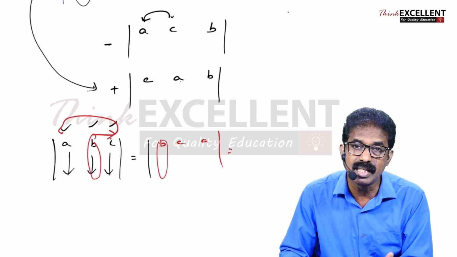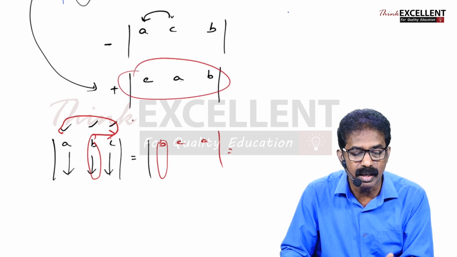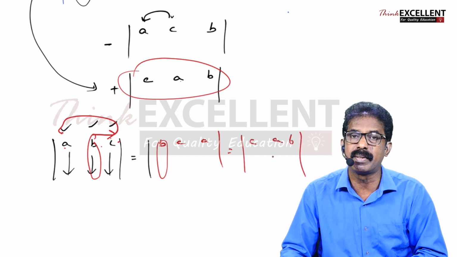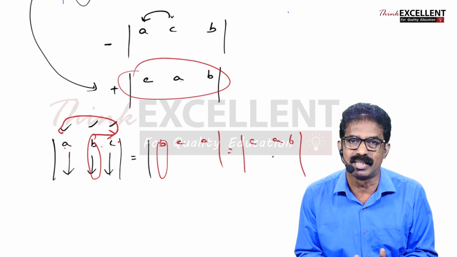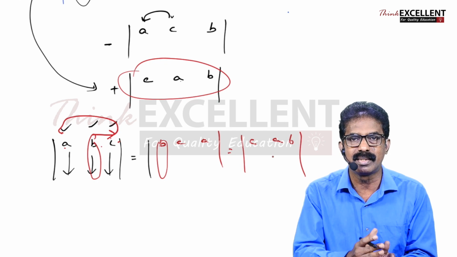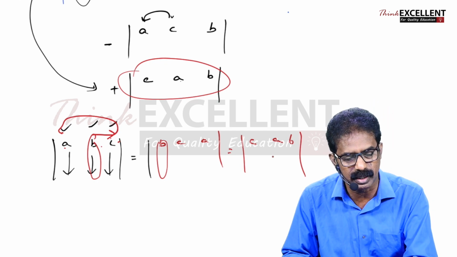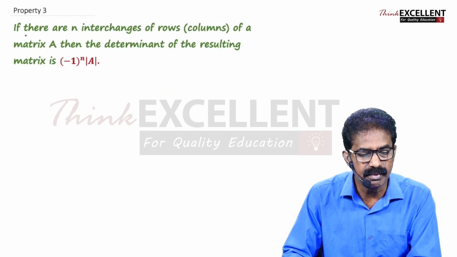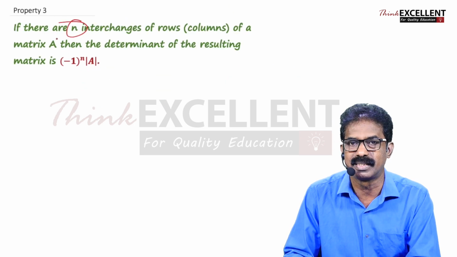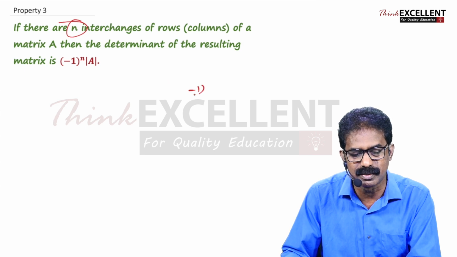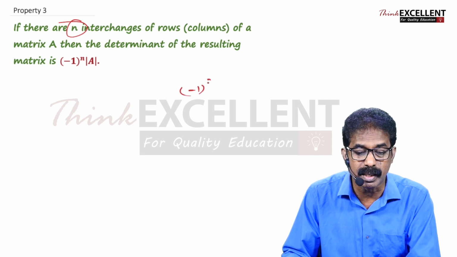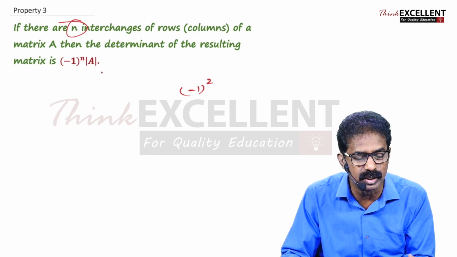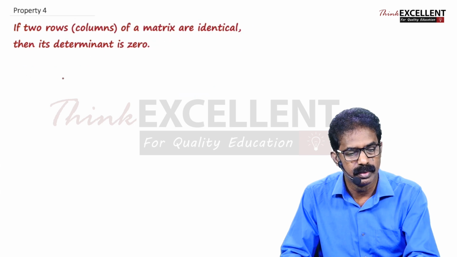Or you can start with C. If you start with C, you have to write C, A, B. Actually what is happening here, you know, 2 times you are interchanging. When you interchange 2 times, minus into minus, so it becomes plus. Okay, so when you do the sums, it will be useful to you. This is the same thing only: if there are n interchanges, 1 interchange, minus. 2 interchanges, minus into minus, right? If there are n interchanges, minus 1 raised to n into determinant A.